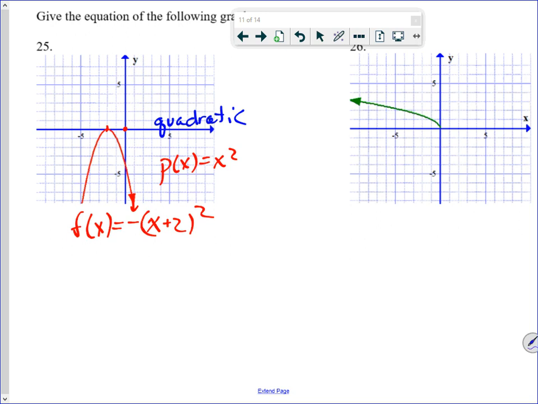Over here, this is a square root function. But square root functions normally open this way. So this has been flipped along the y-axis. So this is f of x equals the square root of negative x. A negative out front flips it vertically, a negative inside flips it horizontally.